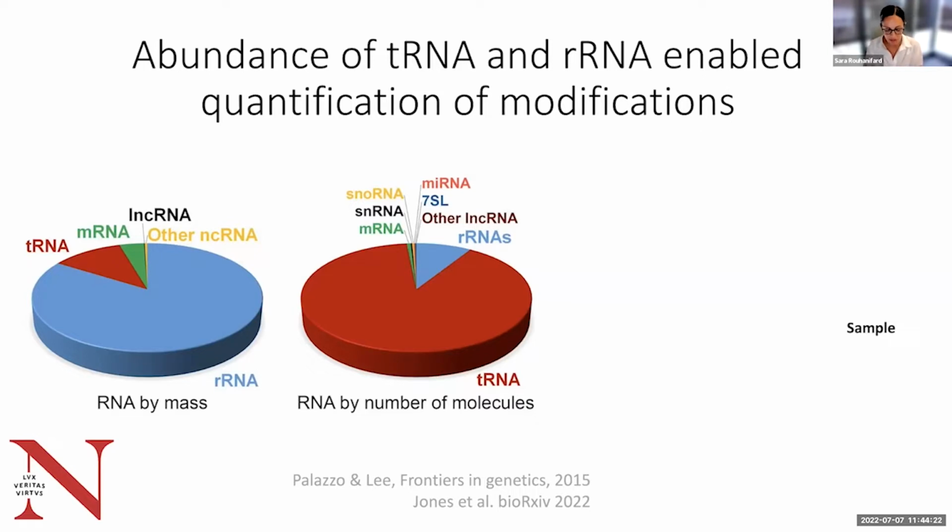The reason I'm telling you this is that the abundance of the tRNA and the ribosomal RNA made them amenable to mass spec techniques, so LCMS. So we know a lot more about the modifications on these molecules than we do on non-coding RNAs and mRNAs.